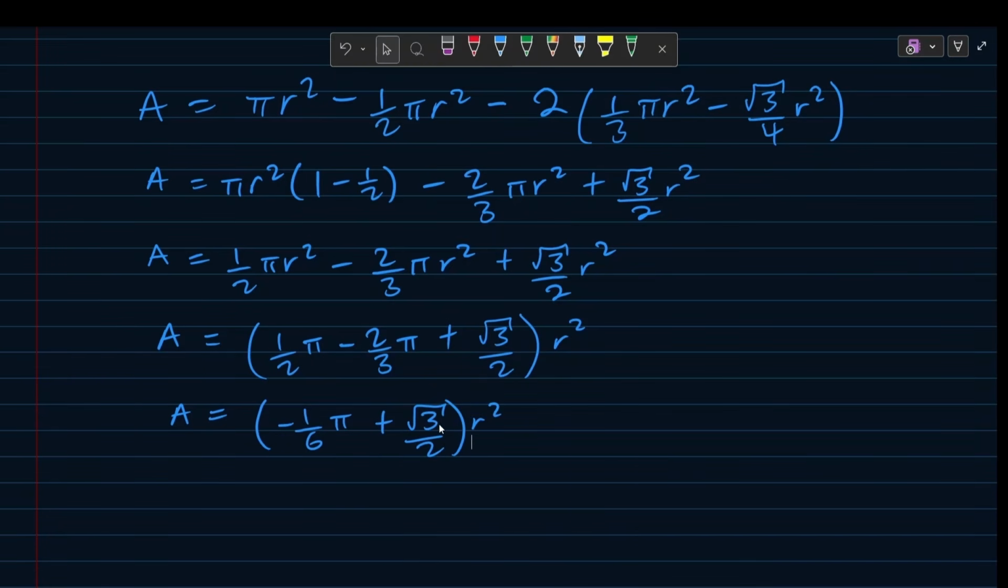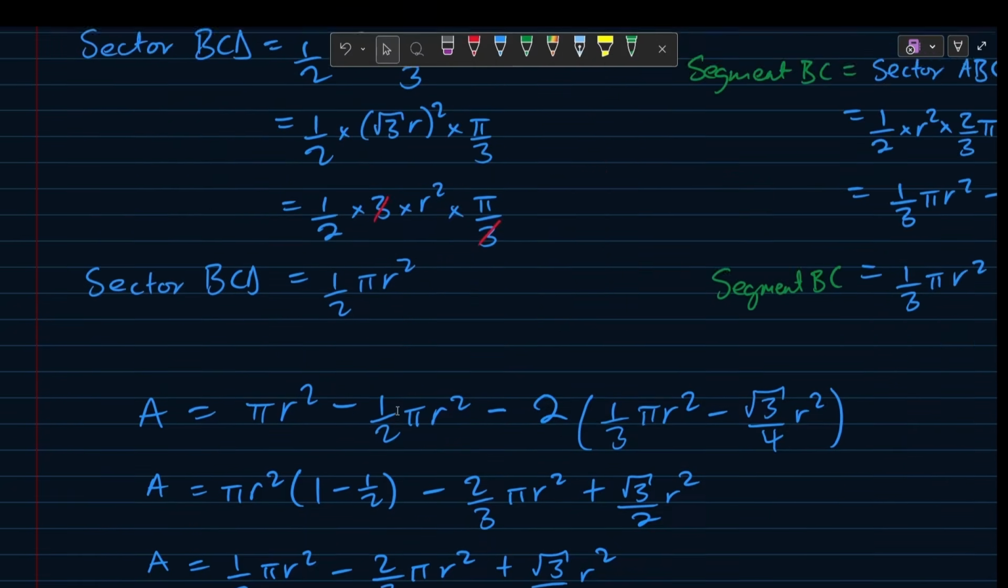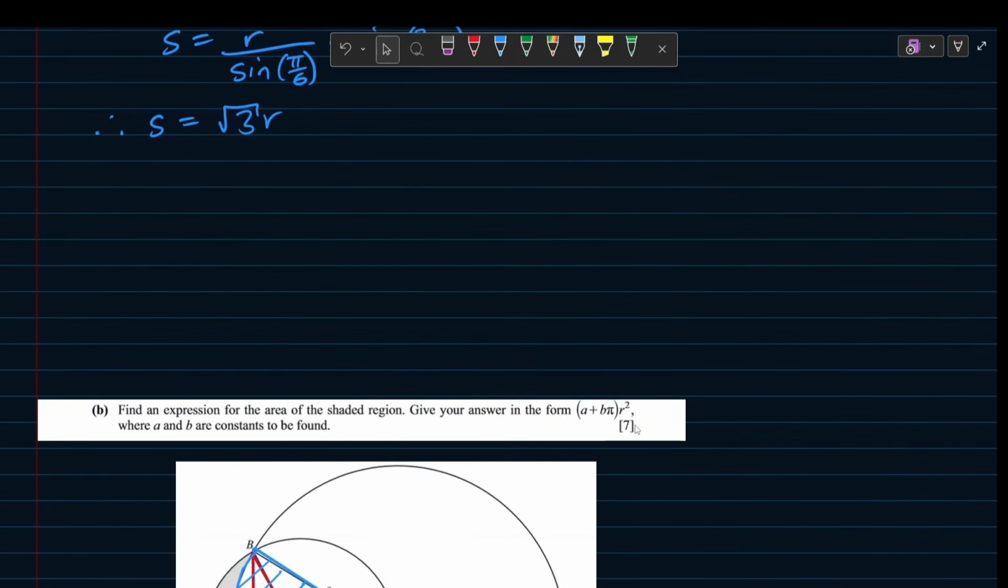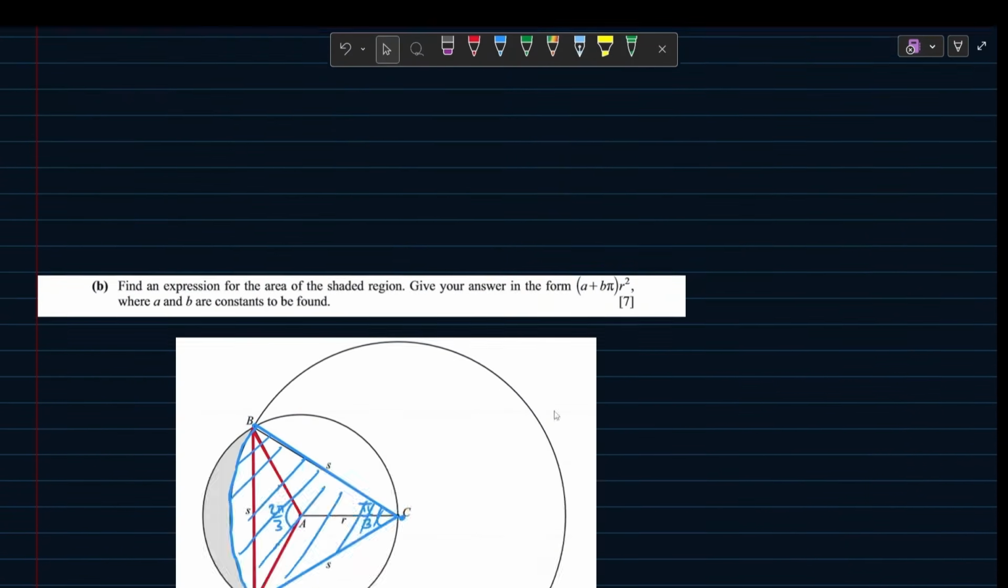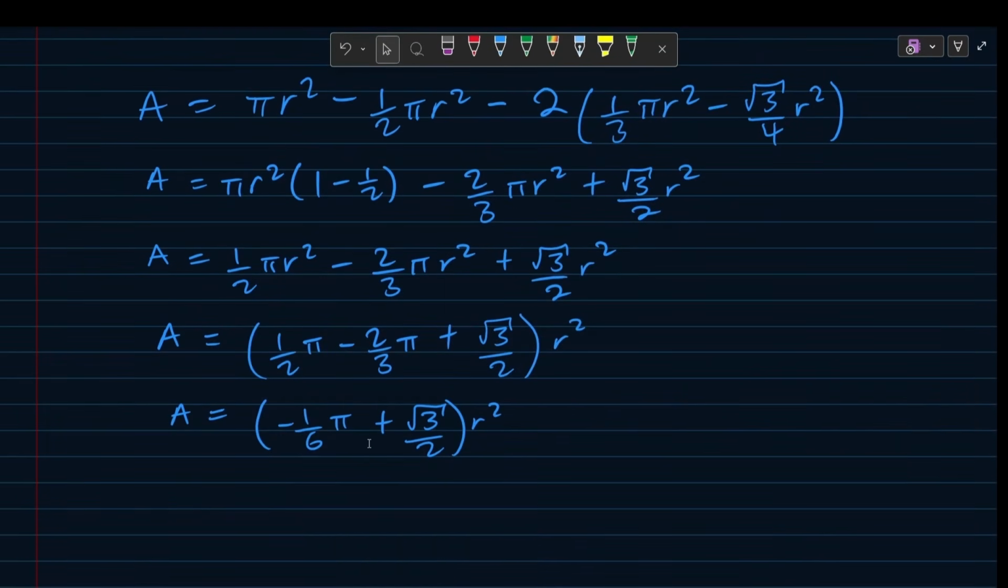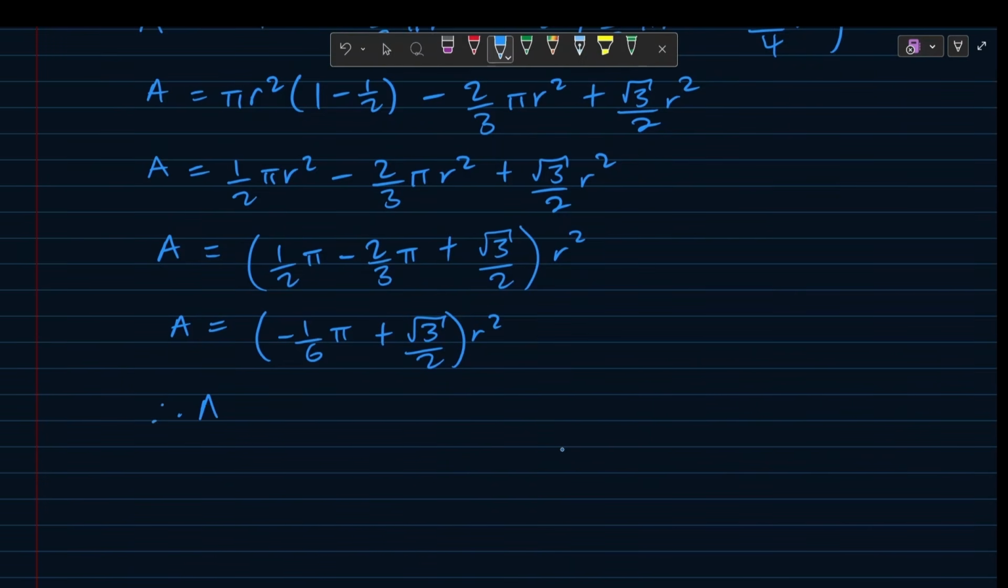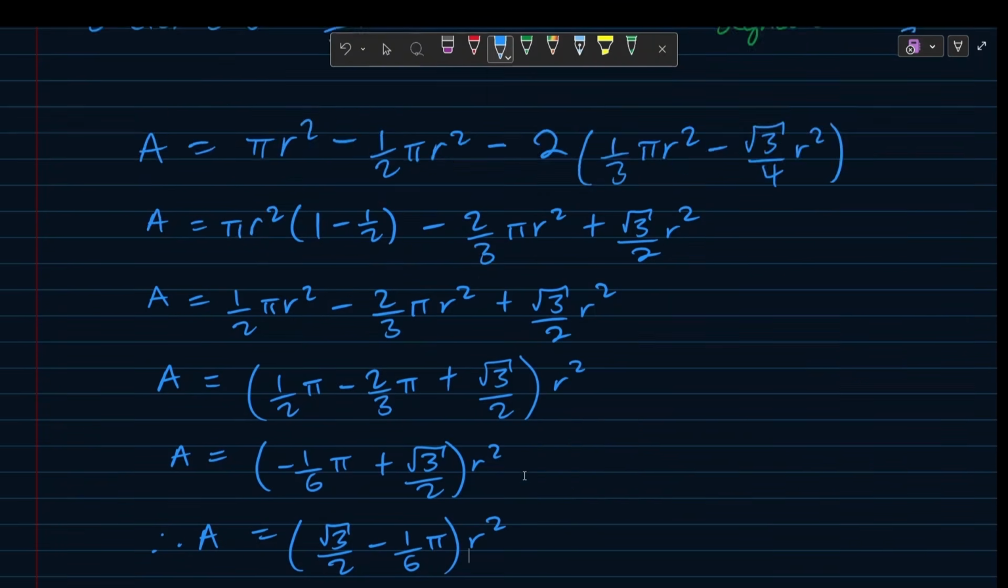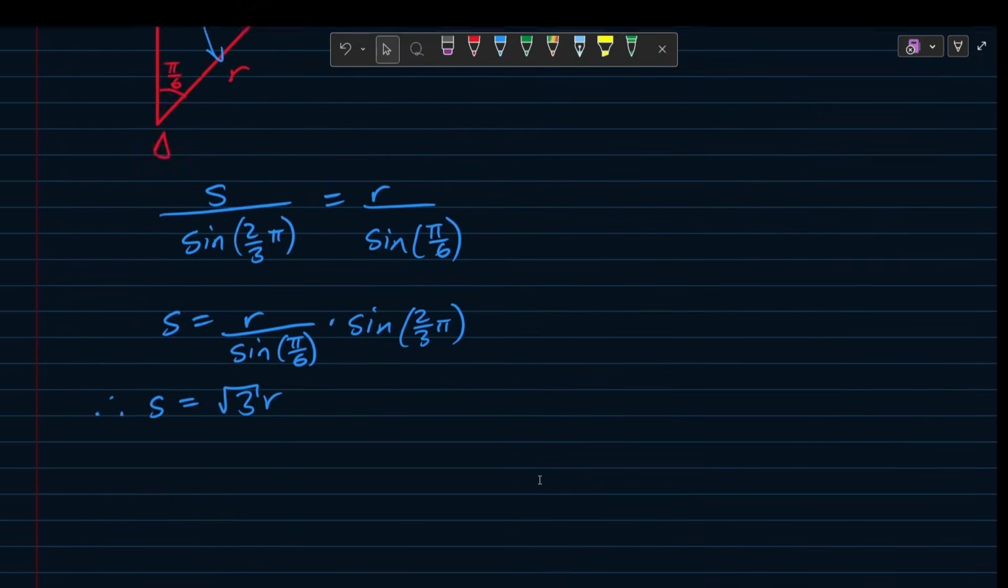Let's just make sure that we have it in the form that they have requested. So they said a plus b pi r squared. So our b pi is this. So I'm just going to switch them around. But this is the final answer. So A is root 3 over 2 minus 1 over 6 pi, and that's being multiplied by r squared. And that's an expression for the area of the shaded region.